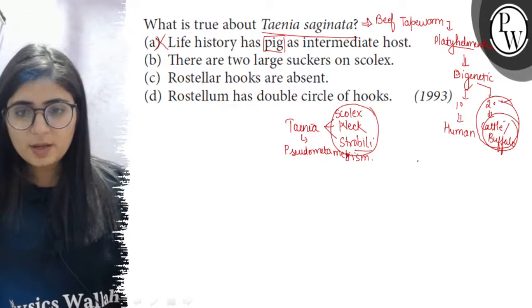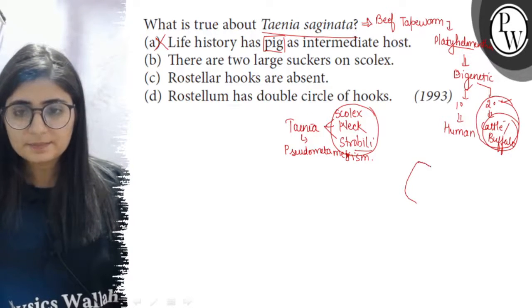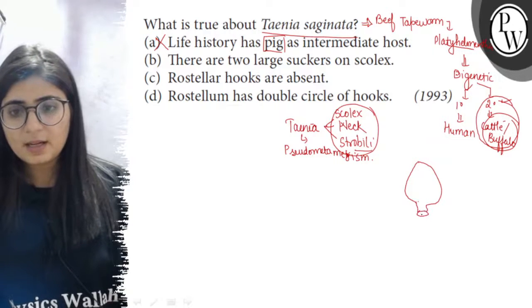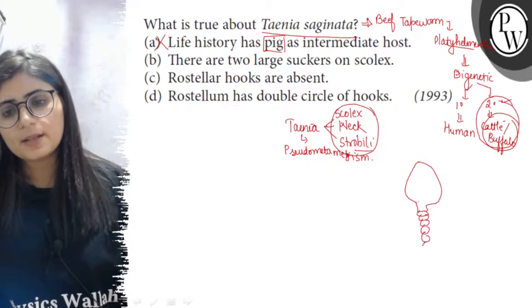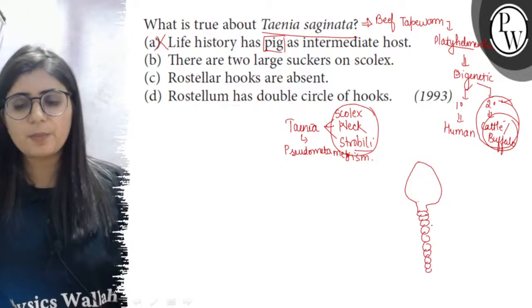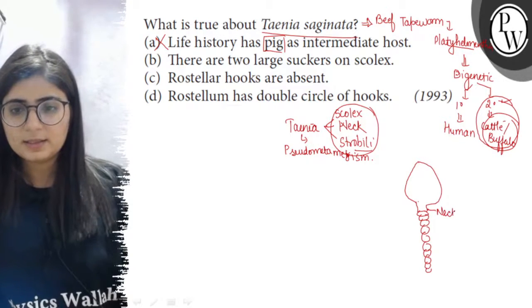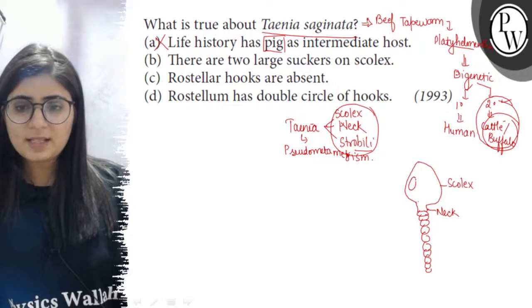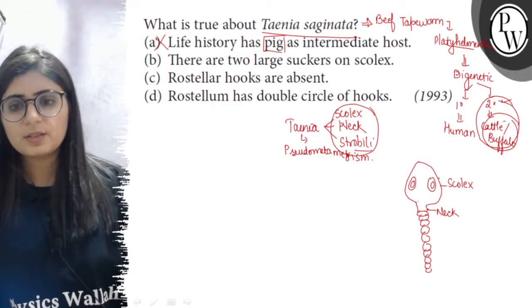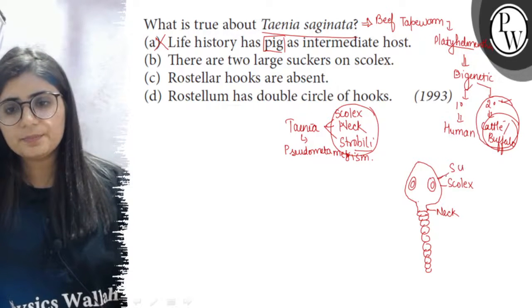So at the scolex region, so this is the scolex region. Now there is a neck, and from this neck arise a number of segments, and these segments are called the strobili. So this is the neck. The upper part is the scolex. Now this scolex has the suckers for attachment.